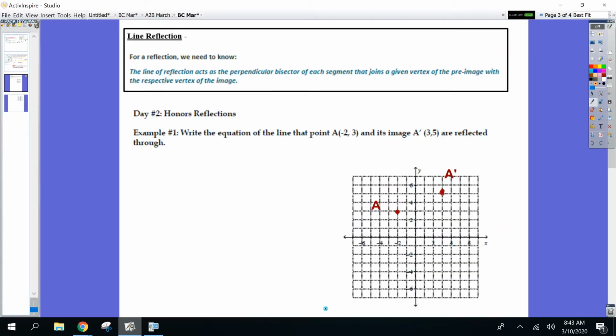Go ahead for example 1, set up A prime, as we start getting into honors reflections today.